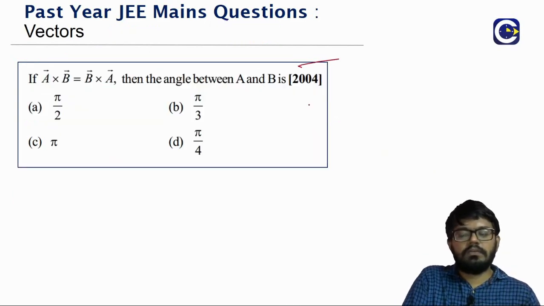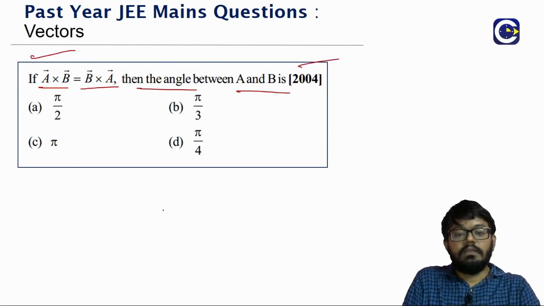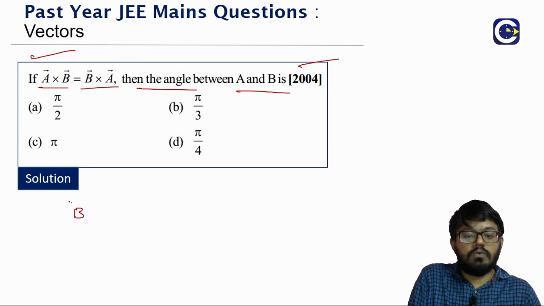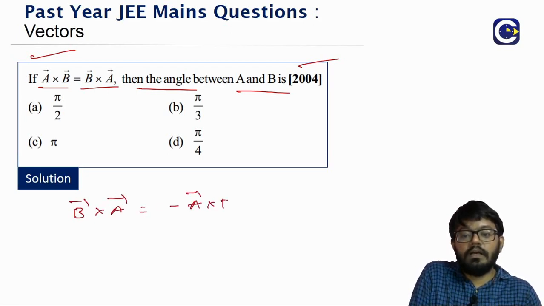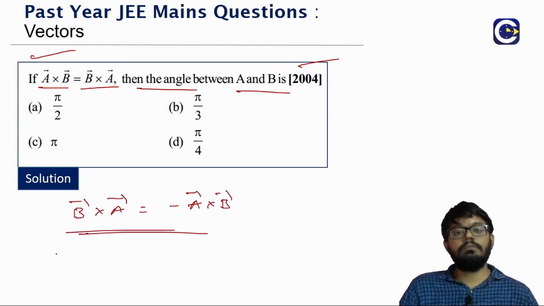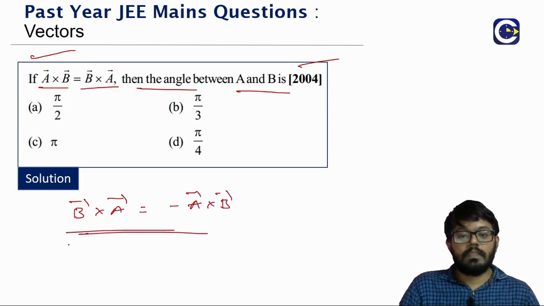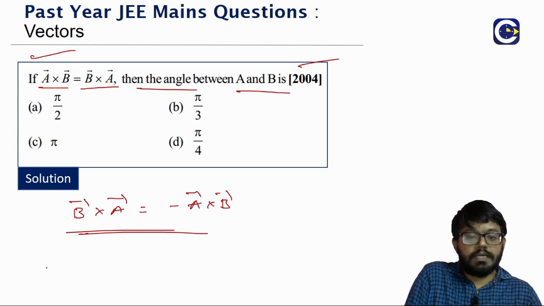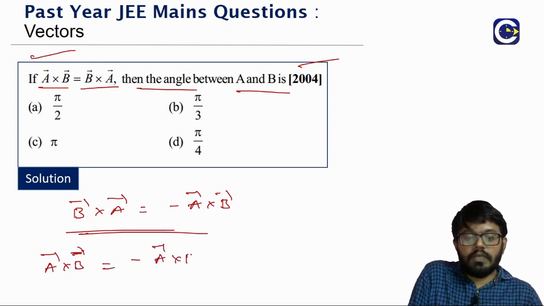Next we have another one, 2004 this has come. A cross B is equal to B cross A. Then the angle between A and B. See, A cross B is equal to B cross A means what? Normally we know what is B cross A. It will be minus of A cross B. So if you substitute, what you will have, A cross B is equal to, in place of B cross A, what I can keep, minus of A cross B.